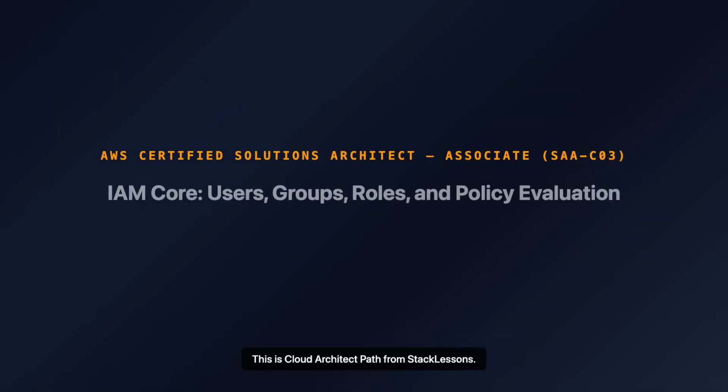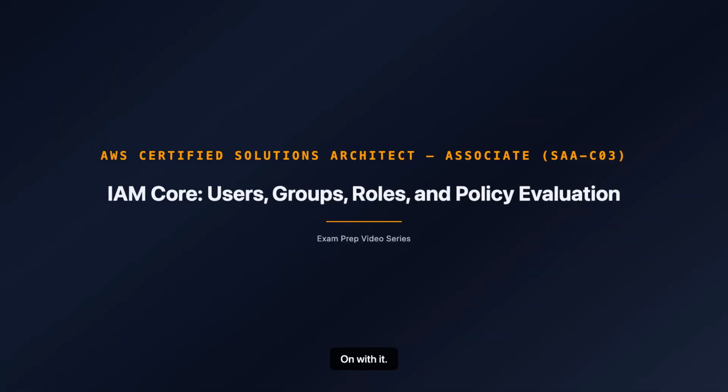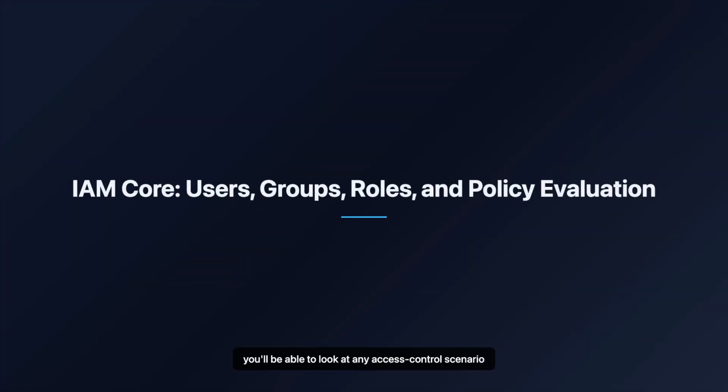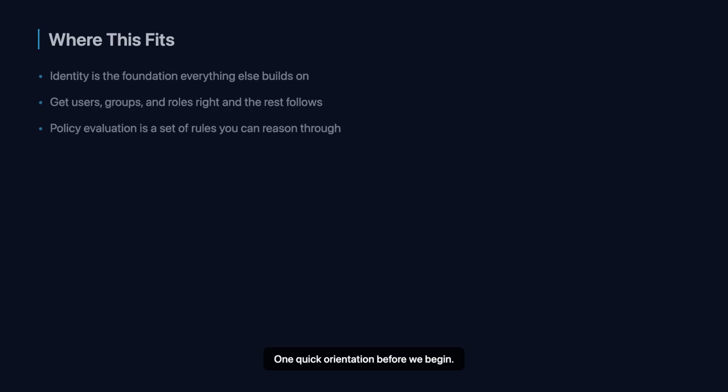This is Cloud Architect Path from Stack Lessons. On with it. By the end of this video, you'll be able to look at any access control scenario and know exactly which identity to use, which policy type applies, and how Amazon Web Services decides yes or no. This is the front door to every resource on the platform, and the mental model here unlocks the entire design secure architecture's domain. One quick orientation before we begin.